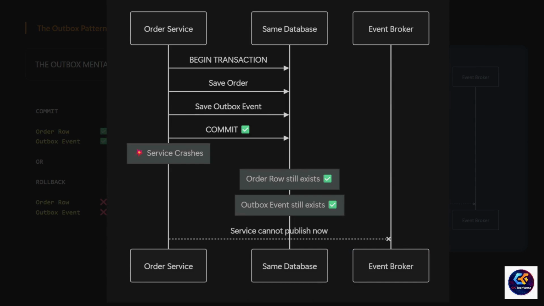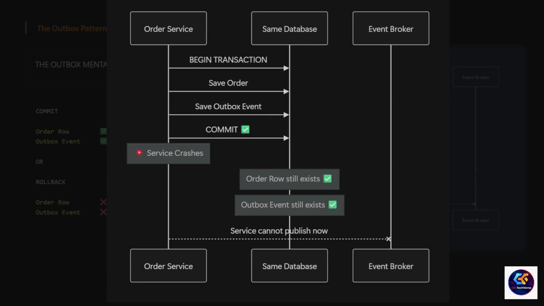Did we lose the event? No, right? The service crashed, but the event is still safely stored in the database. When the service comes back, we don't need to recreate the event. We don't need to guess what happened, because the event is still waiting in the database. This is the key idea behind the transactional outbox pattern.